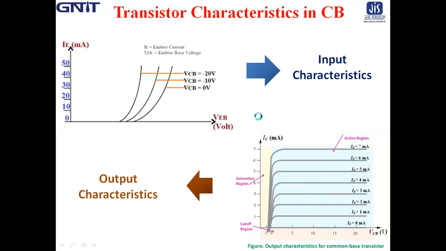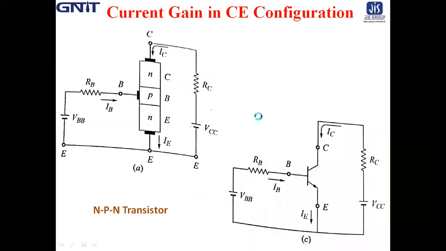Next, we move to the common emitter configuration. Common emitter configuration means the emitter is common for both input and output terminals. So this is the circuit diagram for NPN transistor in common emitter configuration.